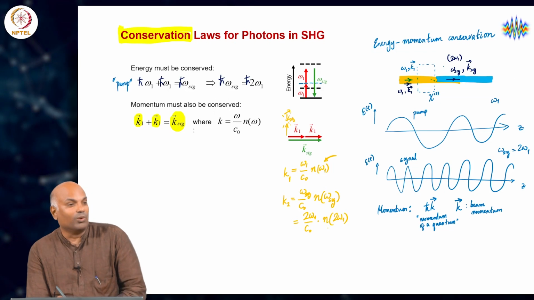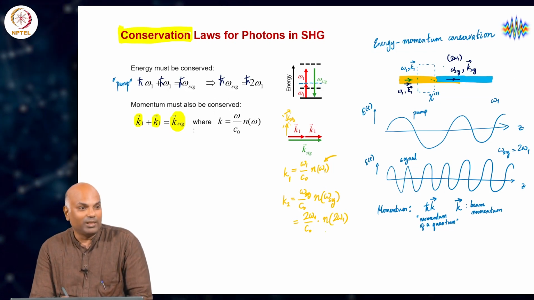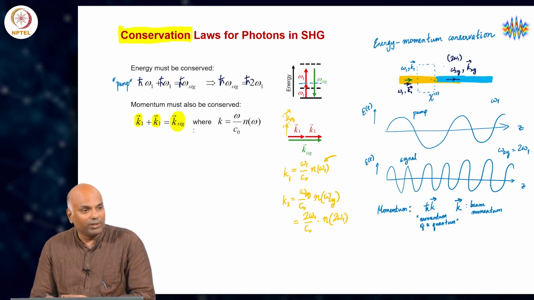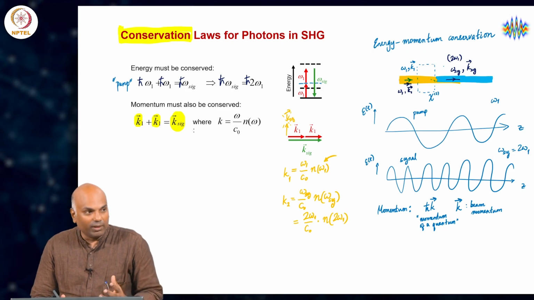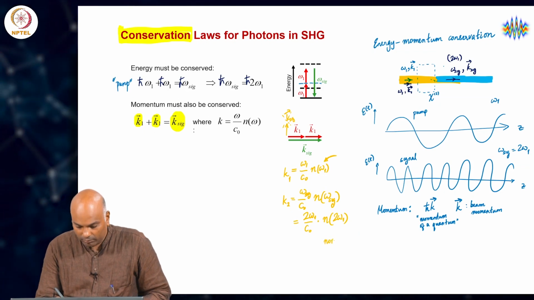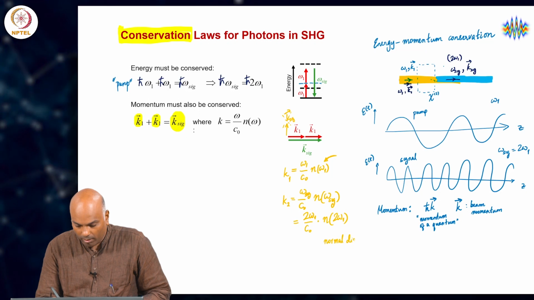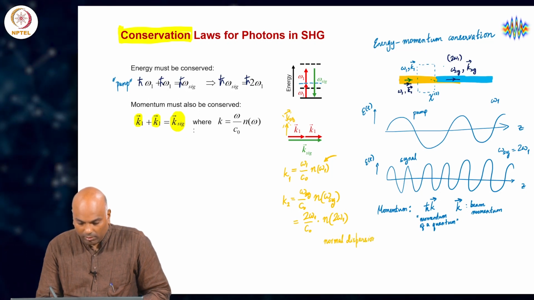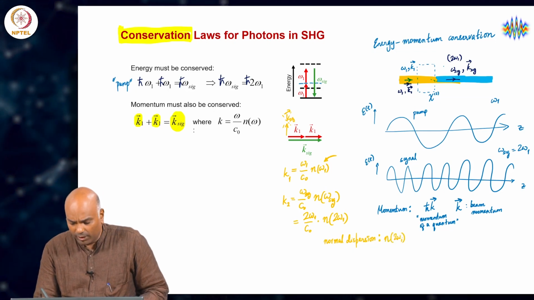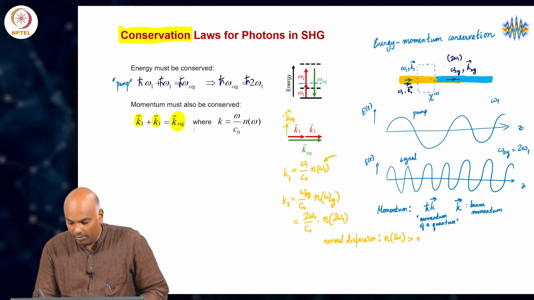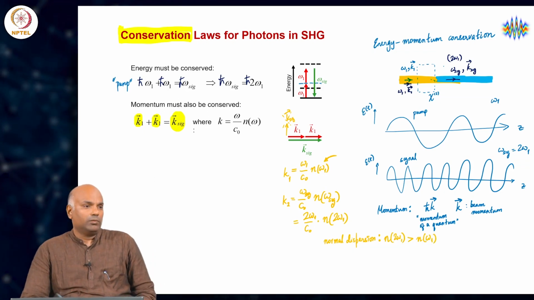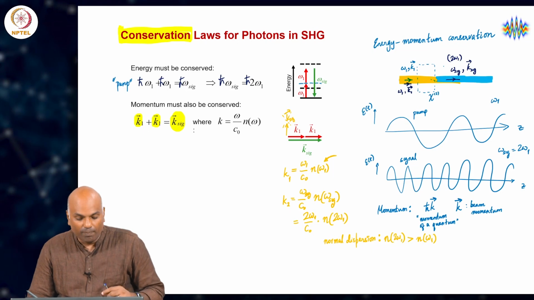No, I cannot take this 2 outside of this parenthesis. This simply says I am looking for the value of the refractive index at a different frequency. Evidently, if the medium is normally dispersive, for normally dispersive media, n at twice omega 1 should likely be greater than n at omega 1, yeah. We just saw that a little while ago.